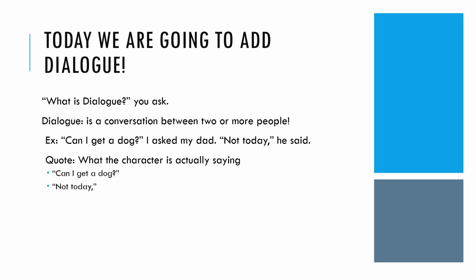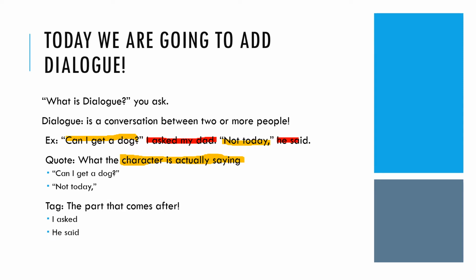So there's 2 parts of dialogue, a quote and a tag. A quote is what the character is actually saying. So in the example we have above, the part that is the quote is, "Can I get a dog?" and "Not today." Those are the words that the characters are saying. The tag is the part that comes after. It describes who is talking. So the tag is, I asked my dad, and he said. So we have our quote and our tag. That is what dialogue has, 2 parts, quote and tag. The quote is the words that the character is saying, and the tag is the part that comes after or explains who is talking or speaking in your narrative.